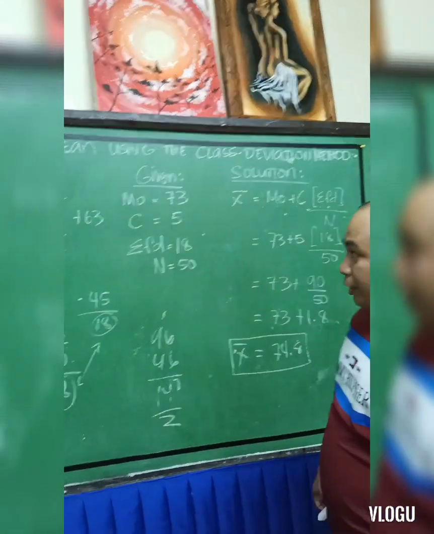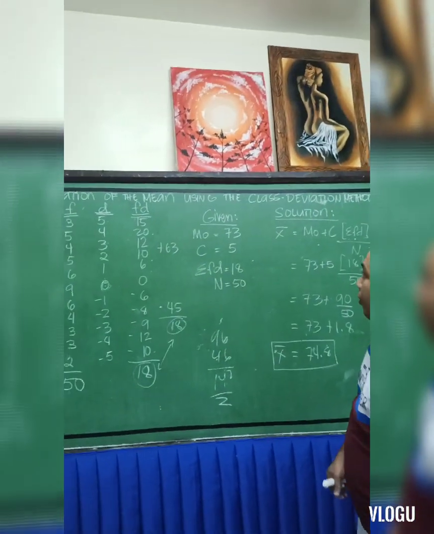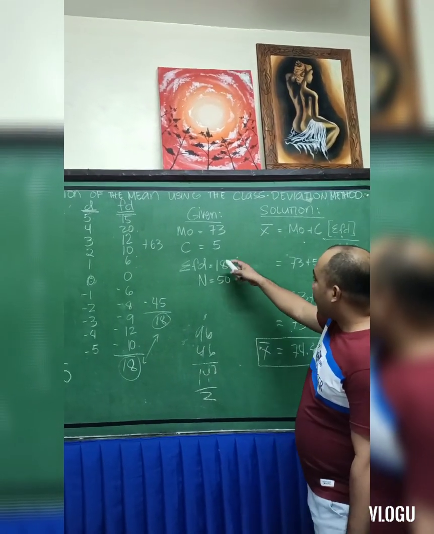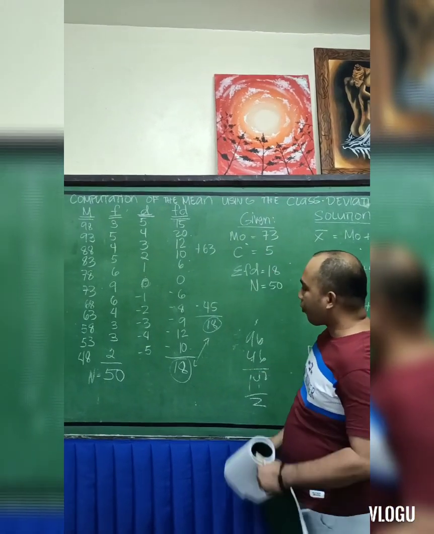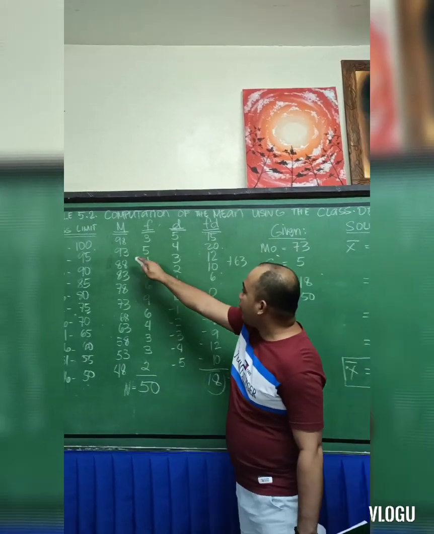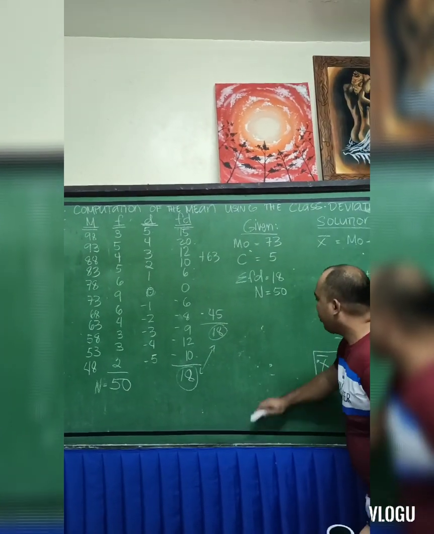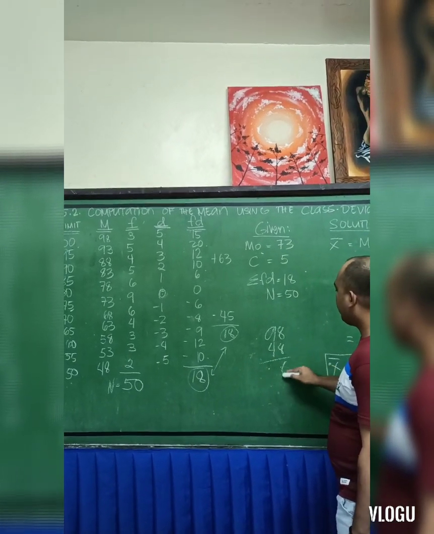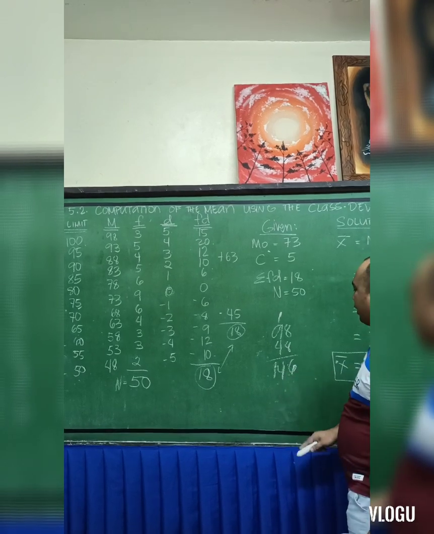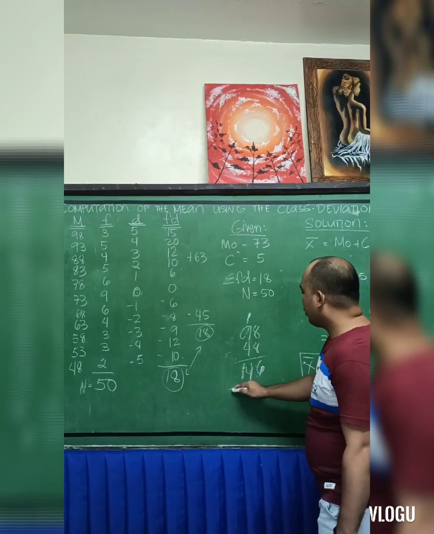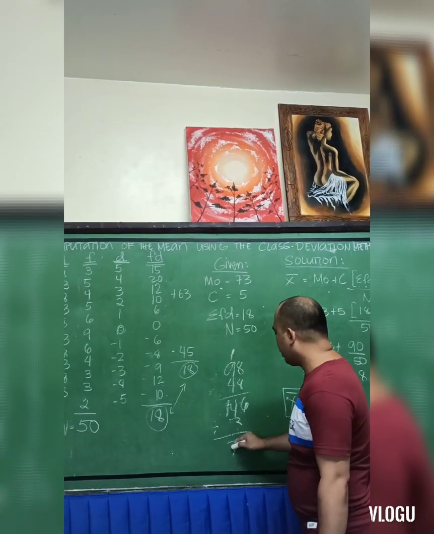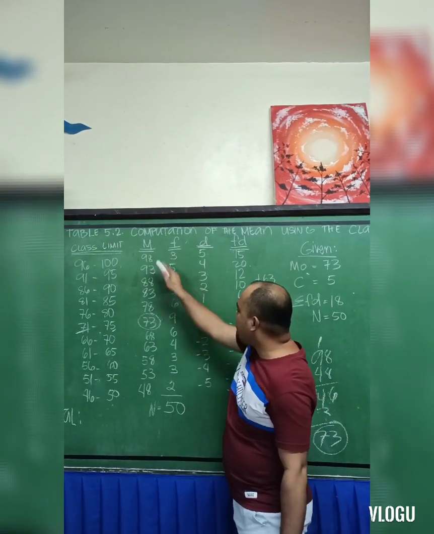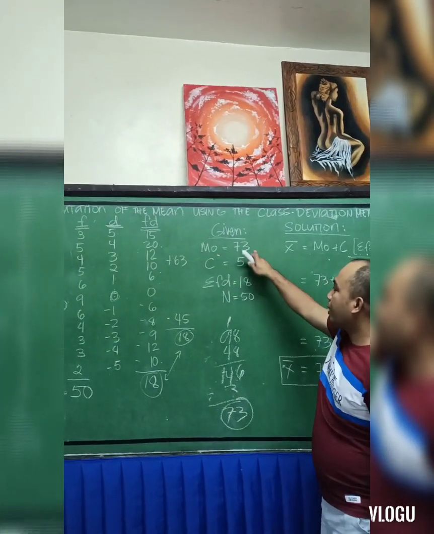Now, let's continue our computation of the mean using the class deviation method. So we have the given already. So we have the midpoint of origin. To get the midpoint of origin, we simply add 98 plus 48, which is equal to 146, divided by 2 is 73. That's why we have 73 here, our midpoint. So the midpoint of origin is 73.